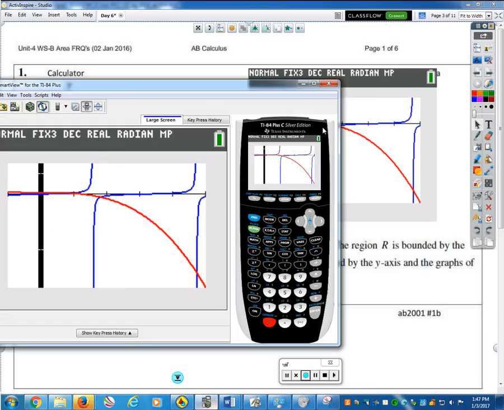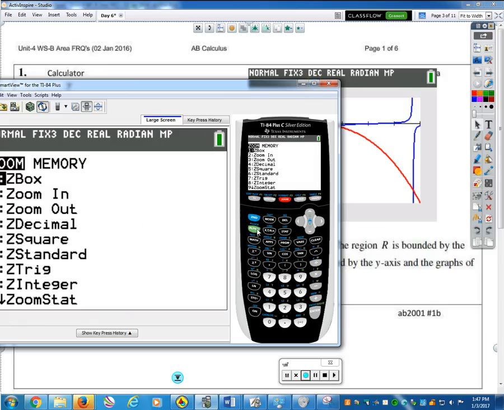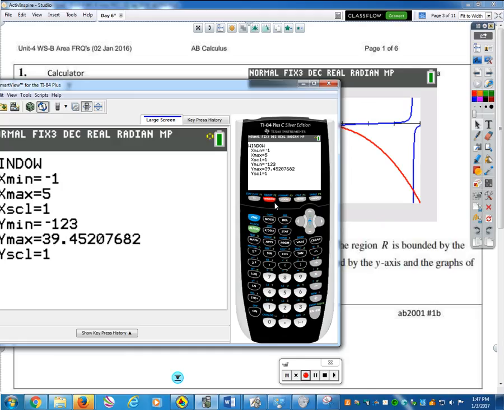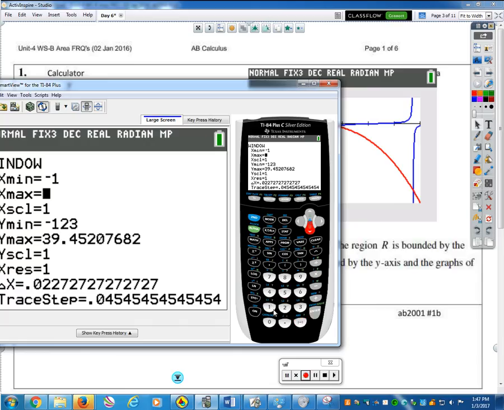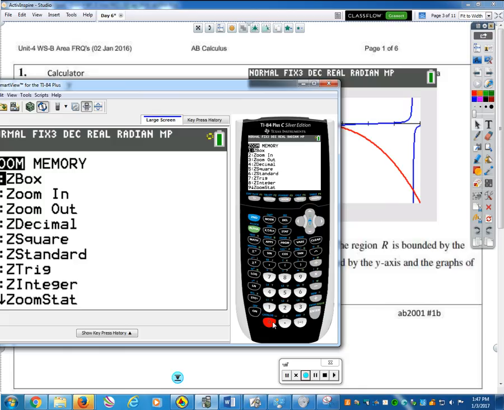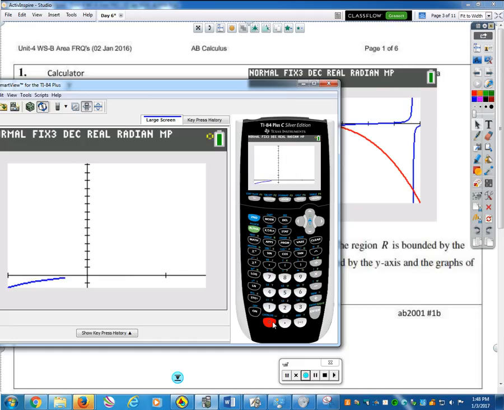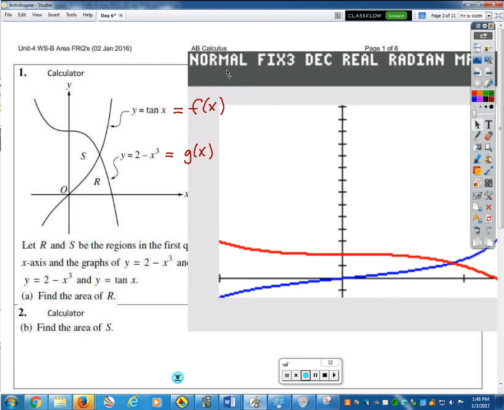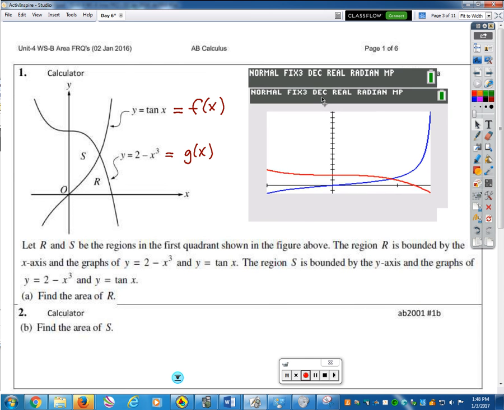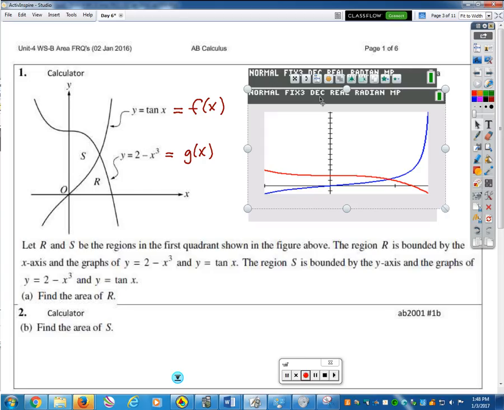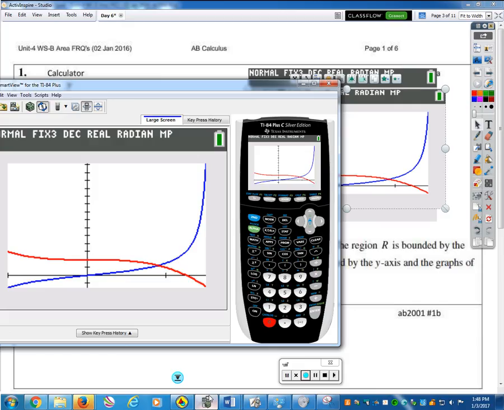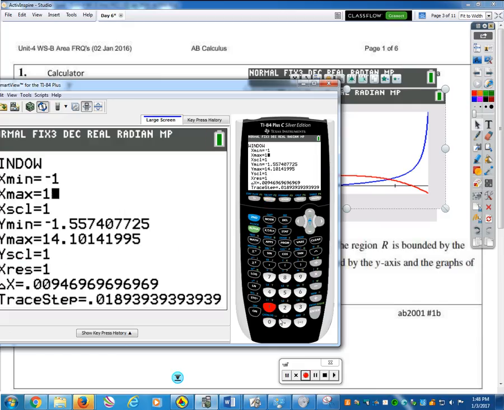So go back to the calculator. Window. We'll go to the window button. -1 to 1.5. Zoom fit again. Not looking pretty good. Well, maybe about 1.3 or something would be a little better. So one more try. Window, 1.3. Zoom fit.